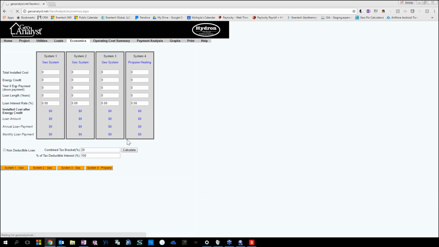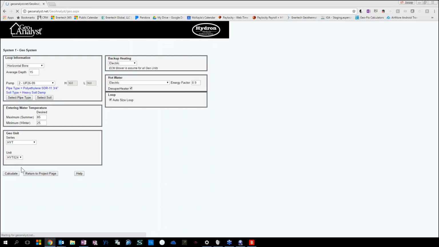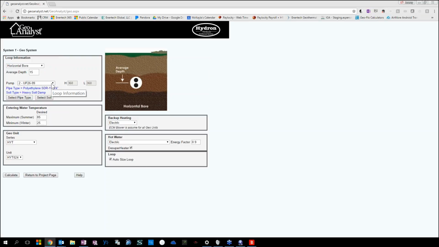So I've got the heat loss and heat gain put in there. I've got the electric rates put in there. I'm going to grab a geothermal system, system 1. That's going to open a screen for us that will show us some loop options, some minimum, maximum loop temperatures. We can select different machines, and here it is. So for this job, I'd like to do, say, a horizontal bore at 15-foot depth. And here you could select your different pumps.